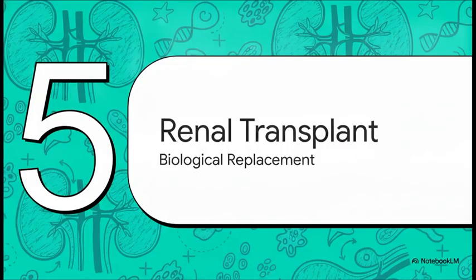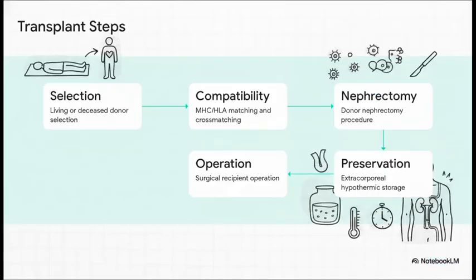Finally, Section 5, Renal Transplant, Biological Replacement. Rather than attempting to just mimic the physical outputs of a kidney with machines or internal fluid exchanges, what if we choose the ultimate biological solution and replace the failed organ completely? The surgical and immunological sequence required to actually pull this off is just incredible. We can walk through it chronologically. It starts with precise compatibility testing, specifically looking at major histocompatibility complex matching to prevent hyperacute rejection of the graft.